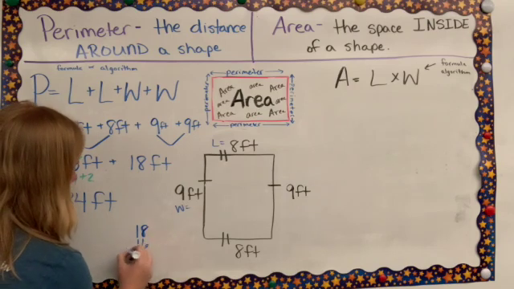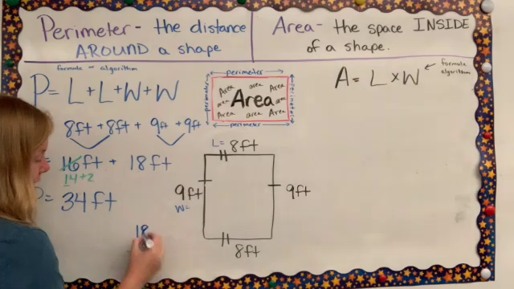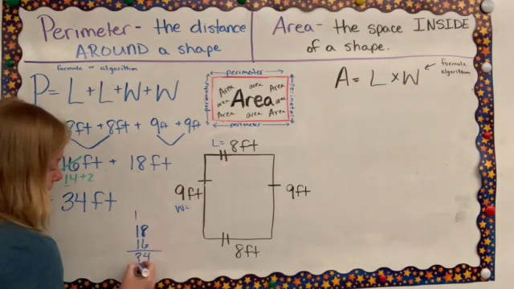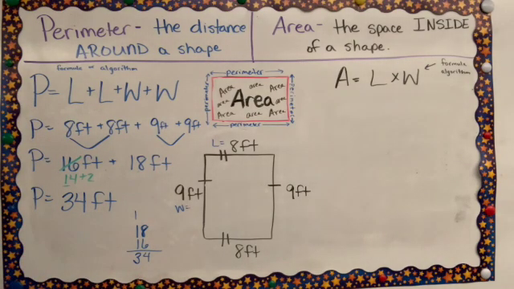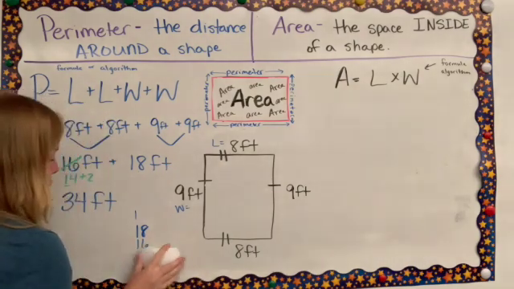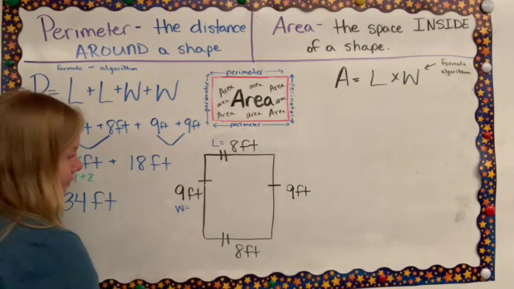18 and 16. 8 plus 6 is 14. 1 plus 1 plus 1 is 3. So 34. Final answer, 34 feet. Do not forget those labels. We will count off for that.